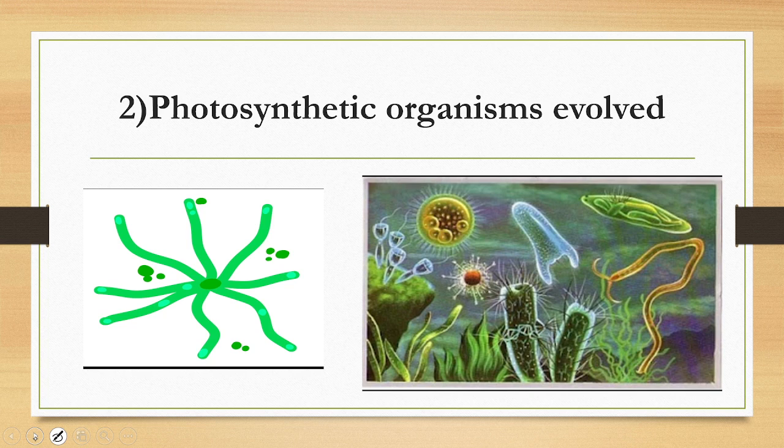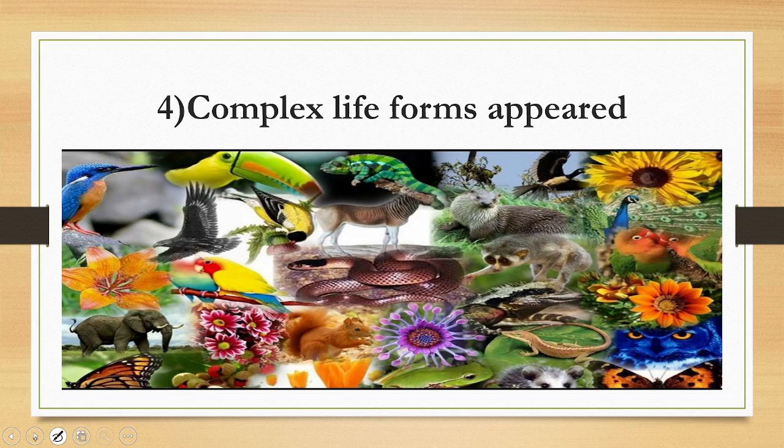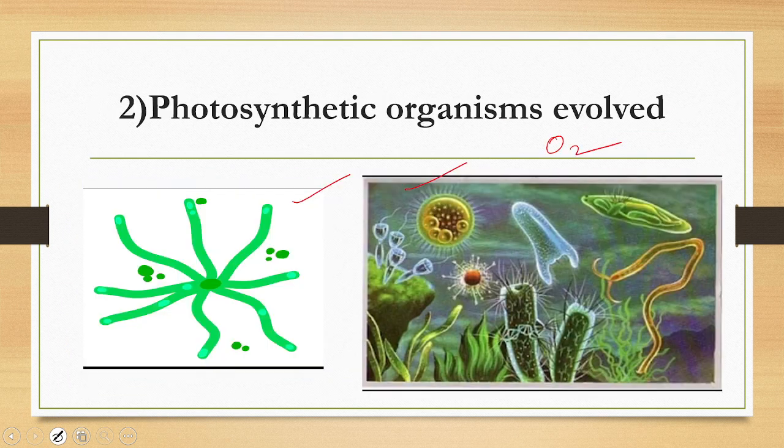And next, the photosynthetic organisms, what will they do? They will release oxygen. So the photosynthetic organisms evolved. Then oxygen released into the atmosphere. See, the oxygen is released into the atmosphere. So this is the third step. Then complex life forms appear. That is, we can see the animal species and the plant species evolved. So this is regarding the chronological order of life on Earth.